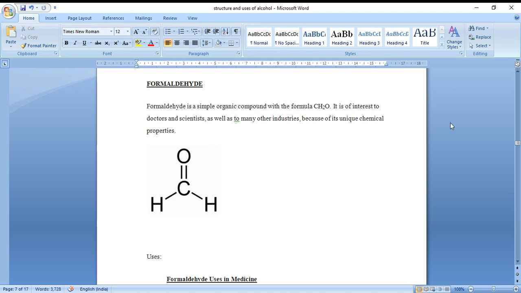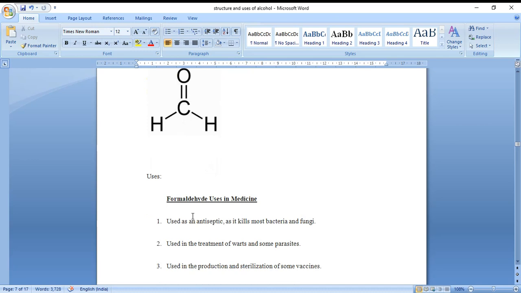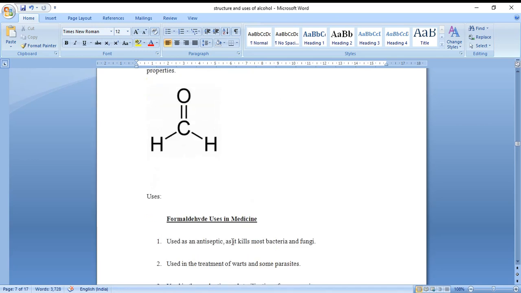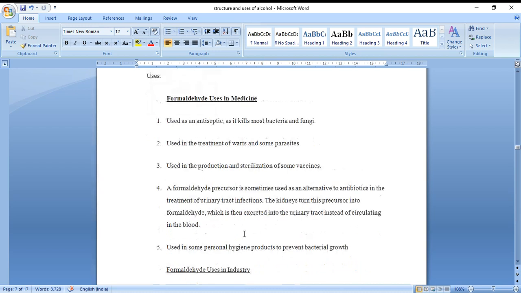First we see formaldehyde. Formaldehyde is a simple organic compound with the formula CH2O, and it is of most interest to doctors, scientists, as well as many other industries. Why? Because of its unique chemical properties. This is the structure of formaldehyde. And what are the uses? Formaldehyde is generally used in both the medical field and the industrial field.